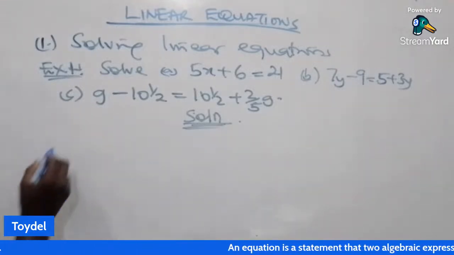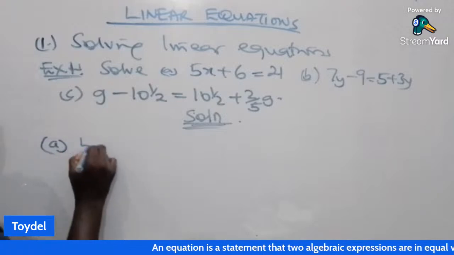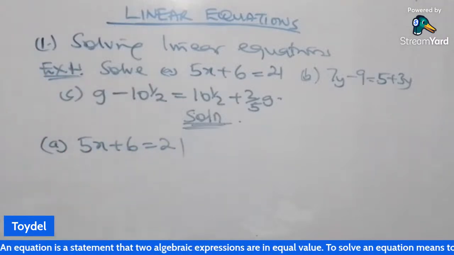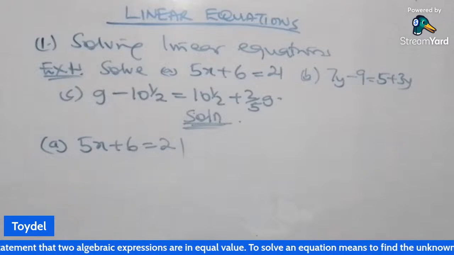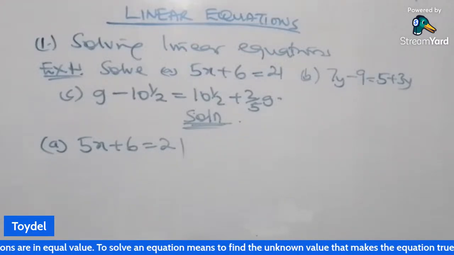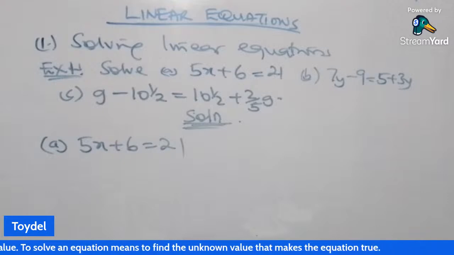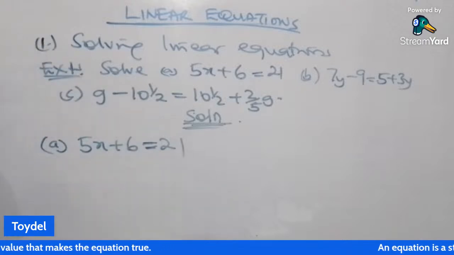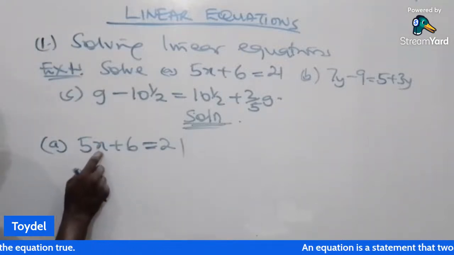So we are going to start from this first one, where we have 5x plus 6 is equal to 21. From the definition of an equation, we know that these two algebraic expressions are equal in value because of this equality sign. So what can we do here? We want to look for the unknown. The unknown here is x.